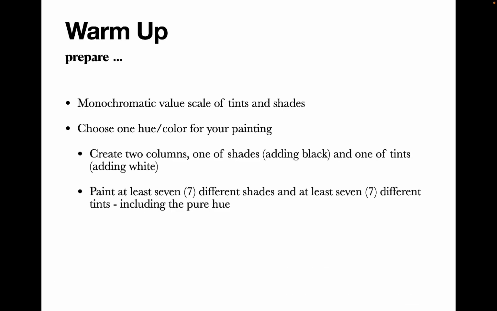Okay, so for your warm-up, you're going to get ready for your project by creating a monochromatic value scale of tints and shades. You're going to choose one hue or color for your painting, and you're going to create one column of shades, adding black to that hue, and one of tints, adding white to that hue. And you're going to make at least 7 different shades and 7 different tints, and that includes the pure hue color, the color right out of the tube. And you can pick whatever color you want.